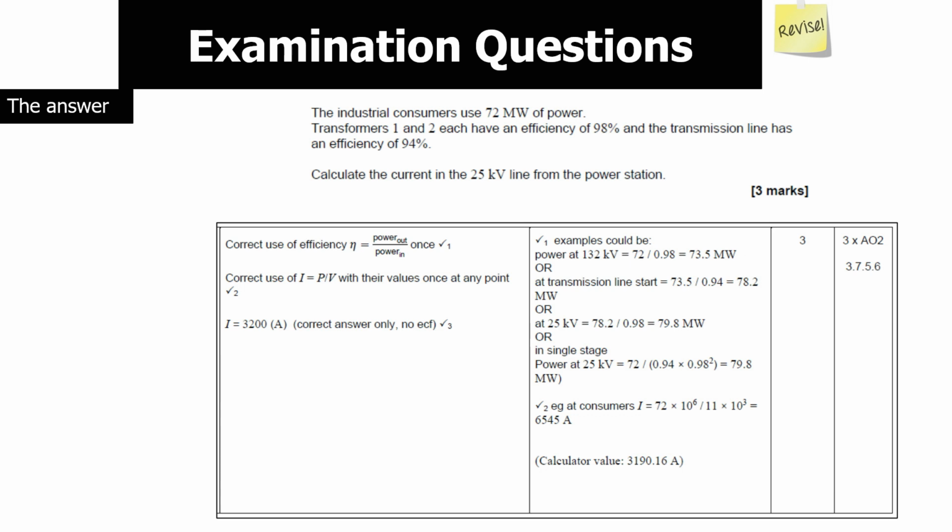So the first point is at 132 kilovolts. We know that it's got an efficiency of 98%, so we do 72 over 0.98, so therefore we're going to have 73.5 megawatts at that point. And then you can see that the next section is going to have an efficiency of 94%, so we divide by 0.94 and so therefore the transmission at the start is going to be 78.2 megawatts. And then what you can do is work it all through, pop the values in, and work out at the end by doing I equals P over V to get our answer of 3,190.